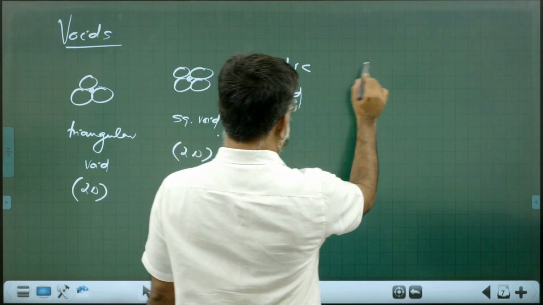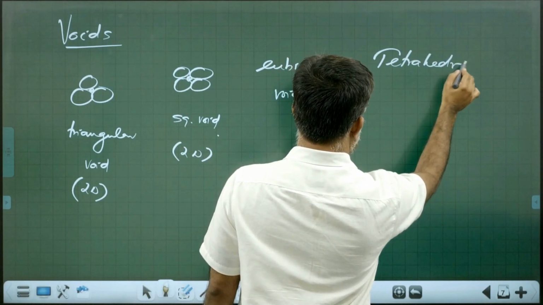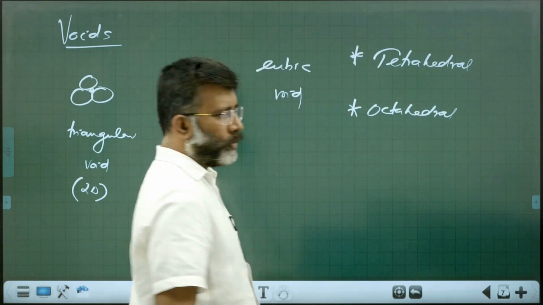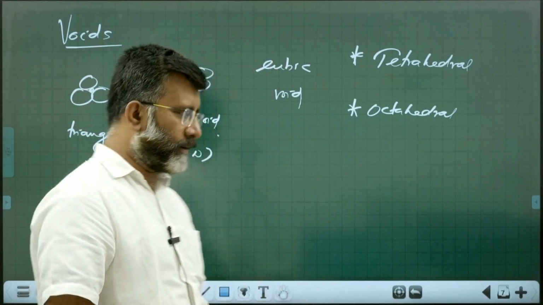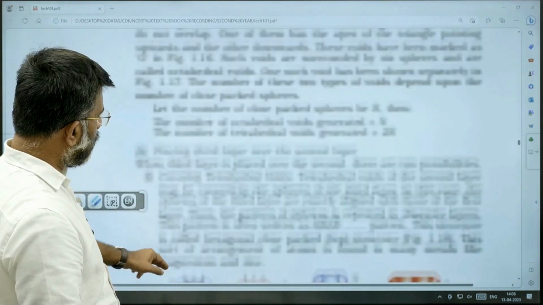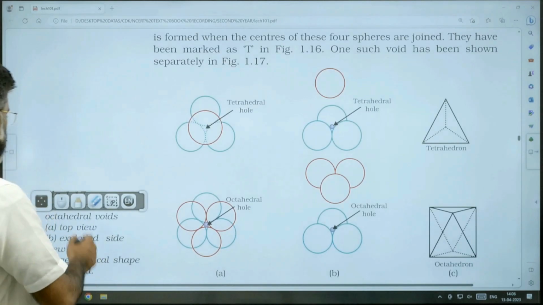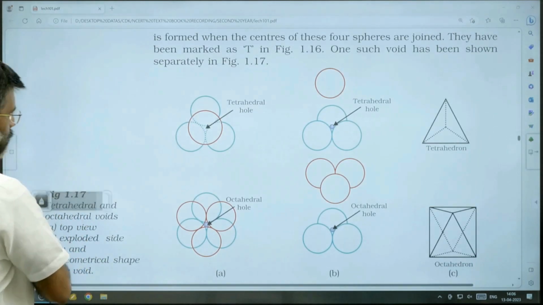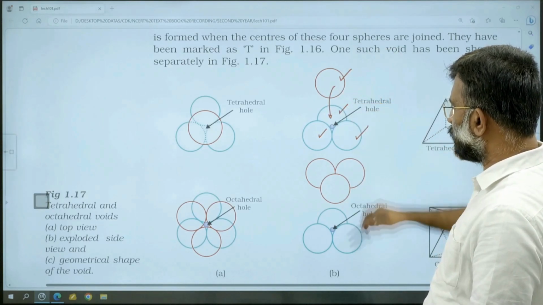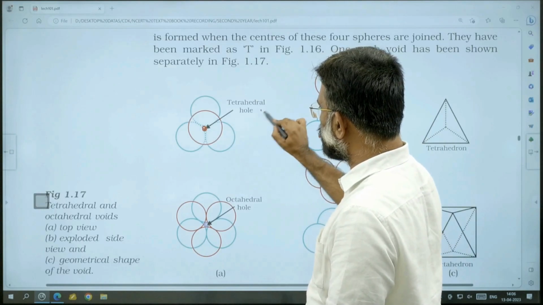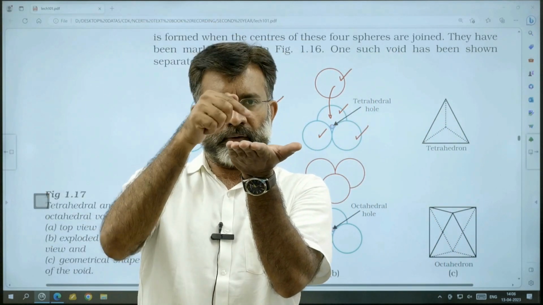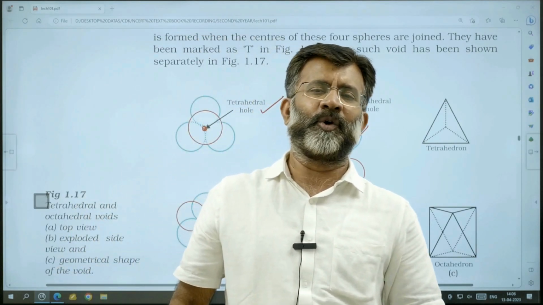The other 2 important voids are tetrahedral void and octahedral void. They are most important in the 3D closed packed arrangement. How do the tetrahedral and octahedral voids come? Pictorially, you can understand. Tetrahedral void is formed in between four particles. You see the four particles, particle 1, 2, 3, and a fourth particle placed over here. Four particles arranged like this. This void is called a tetrahedral void. It is available in between four particles, 1, 2, 3, 4, observed in close packed systems.